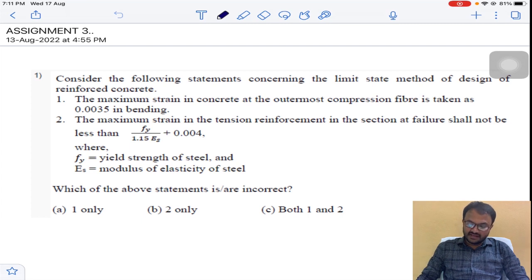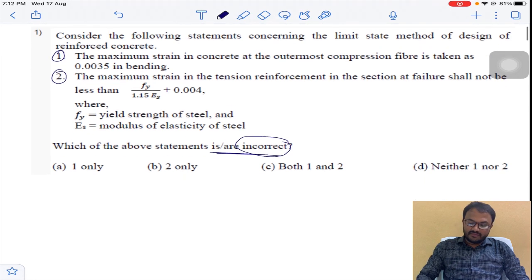The first question is, consider the following statements concerning the limit state method of design of reinforced concrete. He has given two statements, statement 1 and statement 2. Which of the following statements is incorrect? Many questions will ask which statements are correct, but here he is asking for the incorrect statement. The maximum strain in concrete at the outermost compression fiber is taken as 0.0035 in bending.